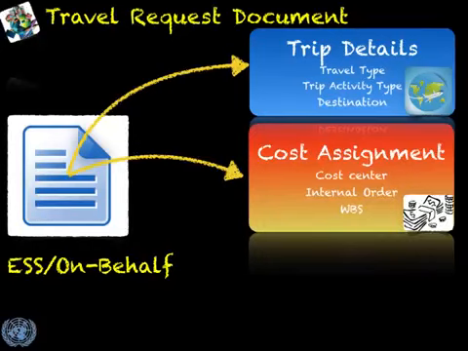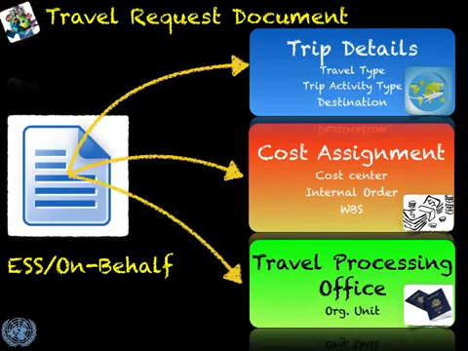The second type is the cost assignment part of the request. It has the cost center or a fund center, or it could be funded by the internal order or a WBS. The cost assignment is the placeholder for absorbing the cost for the travel which is going to be consumed by the staff member. And the third part is the travel processing office, which is the identification of an organizational unit which will perform the approving as well as the ticketing functionality for that particular travel request.